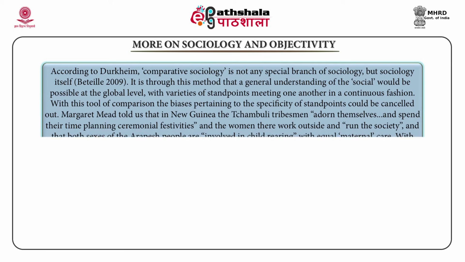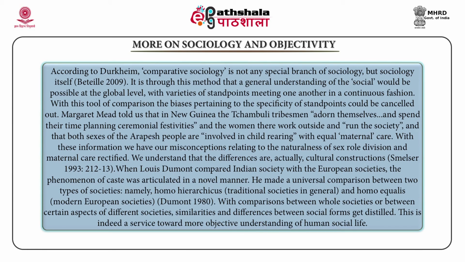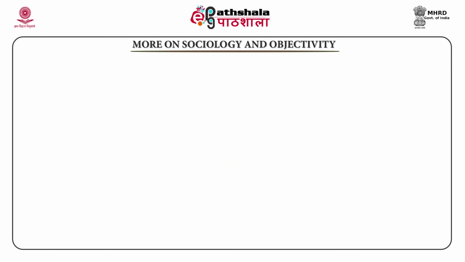According to Durkheim, comparative sociology is not any special branch of sociology, but sociology itself. It is through this method that a general understanding of the social would be possible at the global level, with varieties of standpoints meeting one another in a continuous fashion. With this tool of comparison, the biases pertaining to the specificity of standpoints could be cancelled out. With comparisons between whole societies or between certain aspects of different societies, similarities and differences between social forms get distilled. This is indeed a service toward more objective understanding of human social life.